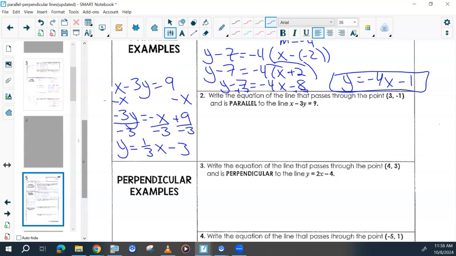That's just us rewriting this original equation so that I can look at my slope, so I can start the process to actually get my answer. Do we have any questions before we start that process?